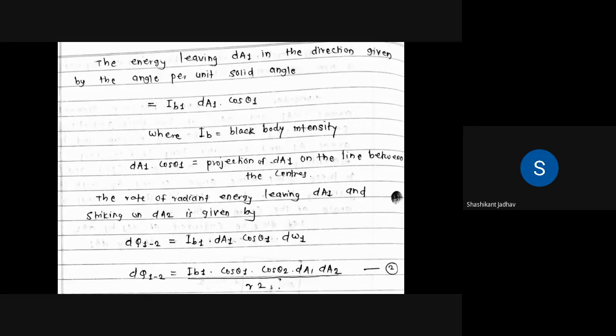So what is the equation for the intensity of radiation? That is I is equal to dq divided by da into d omega. What we have said is, rate of energy leaving per unit solid angle per unit area. So the equation is I is equal to dq divided by da into d omega.